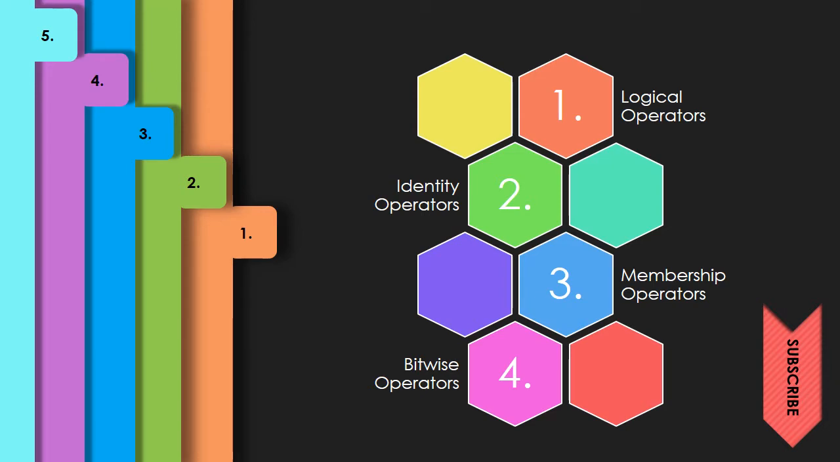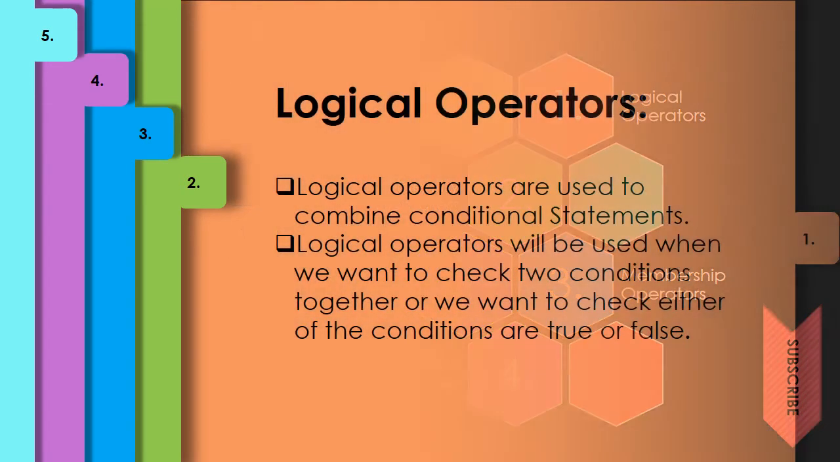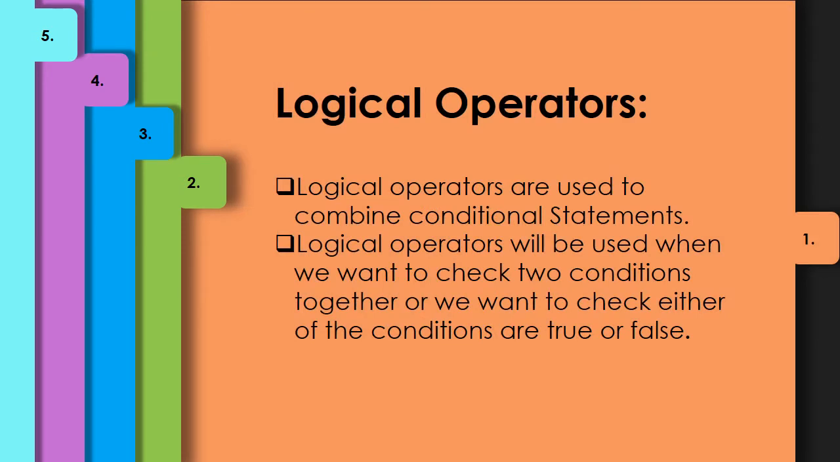We are going to learn about the logical operators. Logical operators are used to combine conditional statements. Logical operators will be used when we want to check two conditions together, or we want to check either of the conditions are true or false. So logical operators will return the true or false of the condition.